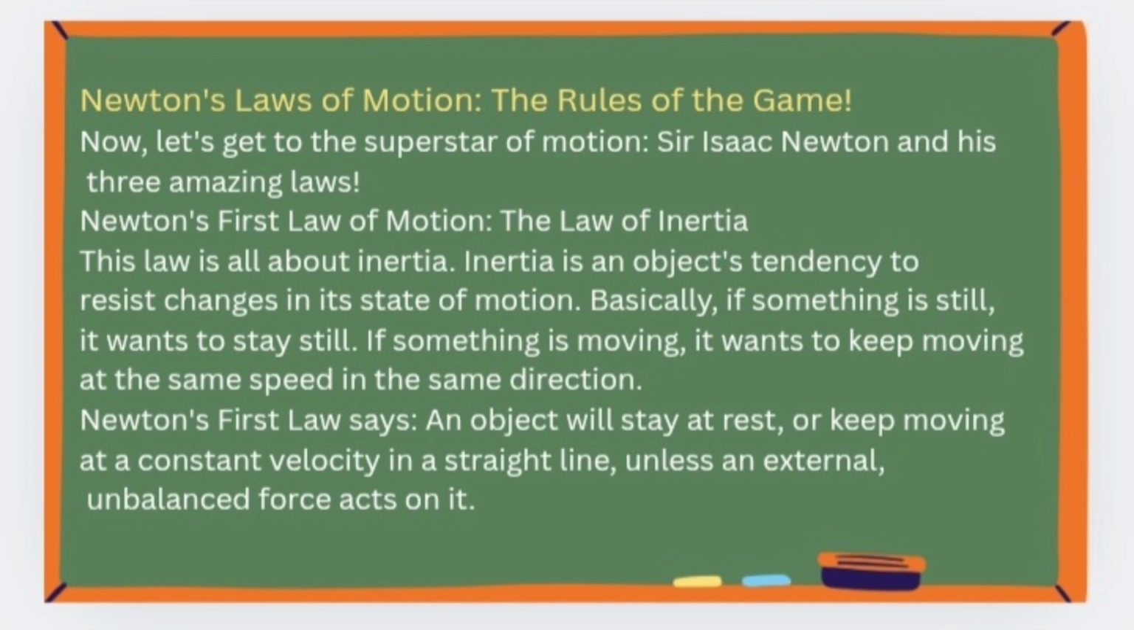The law of inertia. This law is all about inertia. Inertia is an object's tendency to resist changes in its state of motion. Basically, if something is still, it wants to stay still. If something is moving, it wants to keep moving at the same speed in the same direction. Newton's first law says, an object will stay at rest or keep moving at a constant velocity in a straight line, unless an external, unbalanced force acts on it.